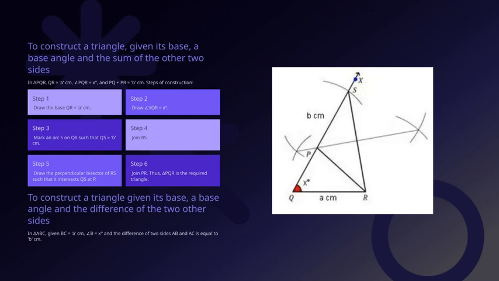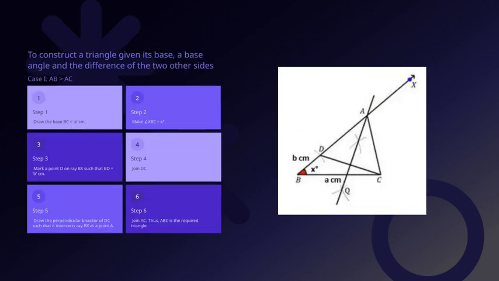Now, let's briefly look at a similar approach, but for when we know the difference between those two sides instead of their sum. In triangle ABC, with BC as the base of length a cm, angle B as x degrees, and the difference between sides AB and AC equal to b cm, the construction involves similar steps. The key idea here is understanding how knowing either the sum or difference of two sides, along with a base and an angle, guides us in accurately drawing the triangle. This technique is fundamental in many geometric constructions and helps us visualize relationships within triangles clearly.